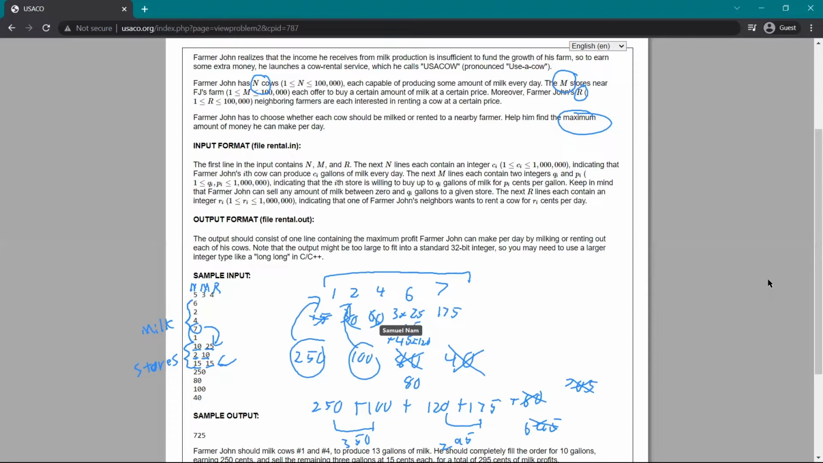So if we can't use 80, we take this and put it here. So we got 645 plus 80, which equals 725. So that is our final answer using the sample input. Now let's go look at our code.